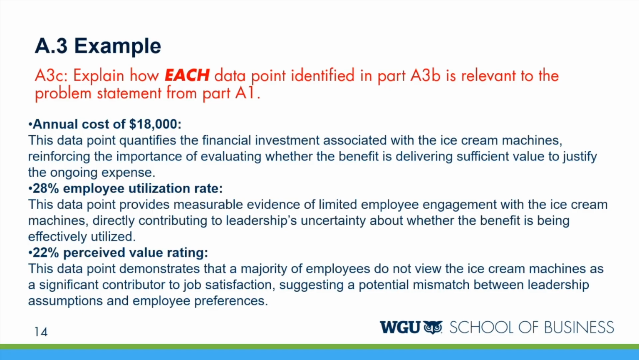Next one, 28% employee utilization rate. This data point provides measurable evidence of limited employee engagement with the ice cream machines, directly contributing to leadership's uncertainty about whether the benefit is being utilized. And then 22% perceived value rating. This data point demonstrates that a majority of the employees do not view the ice cream machines as a significant contributor to job satisfaction, suggesting a potential mismatch between leadership assumptions and employee preferences. So again, you'll see that we're not solving anything yet. All we're doing is just defining what the problem is and backing it up with the data.